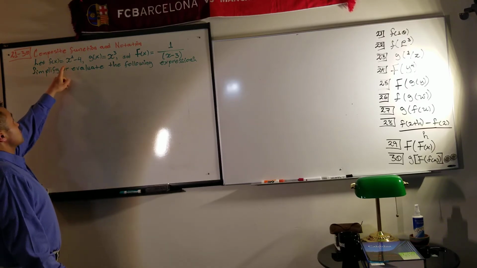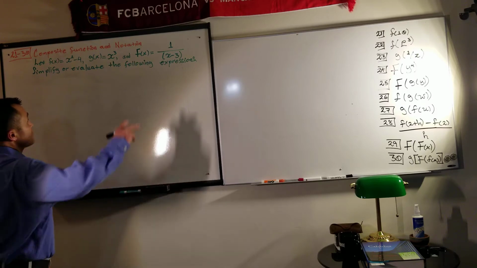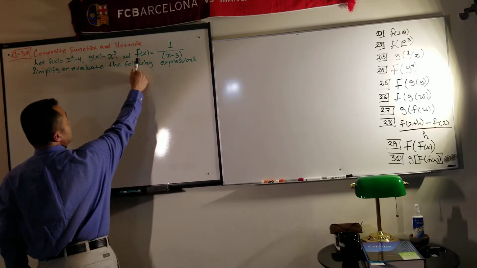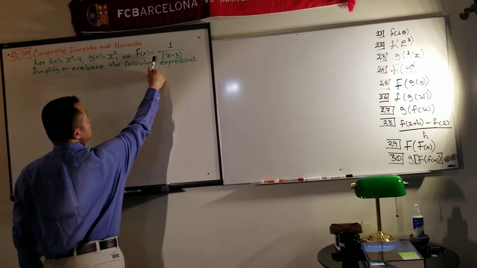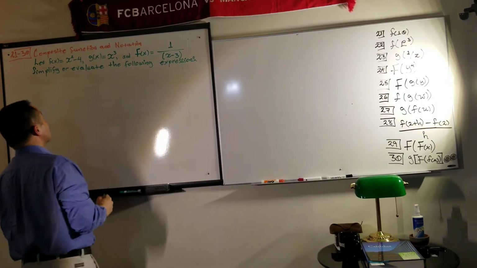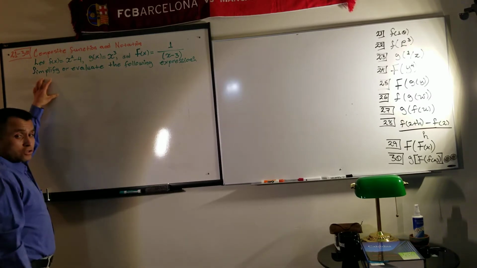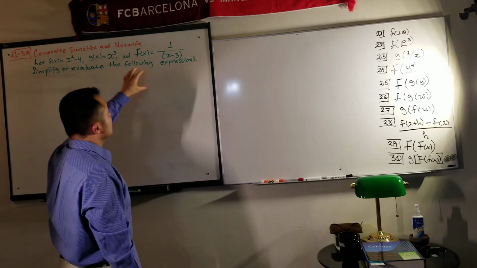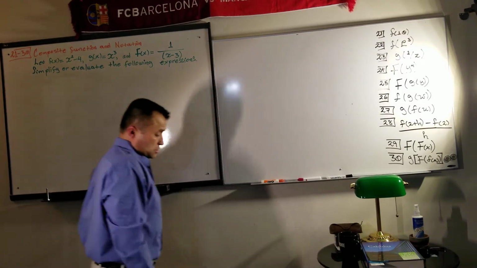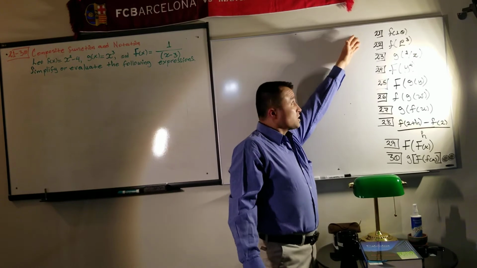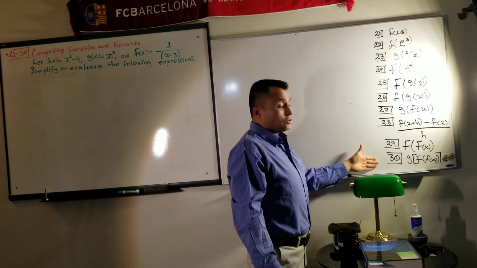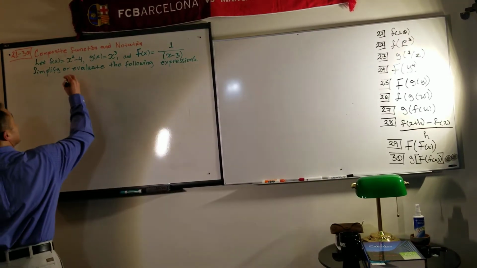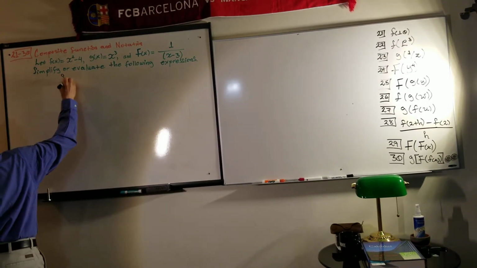Let f of x be equal to x squared minus 4, g of x is equal to x to the third, and capital F of x equals 1 over x minus 3. The instruction is to simplify or evaluate the following expressions. We have a series of problems from 21 through 30, so we're going to start with 21.